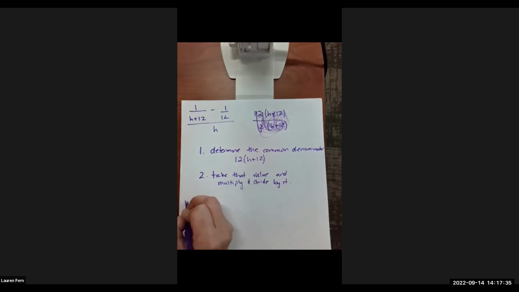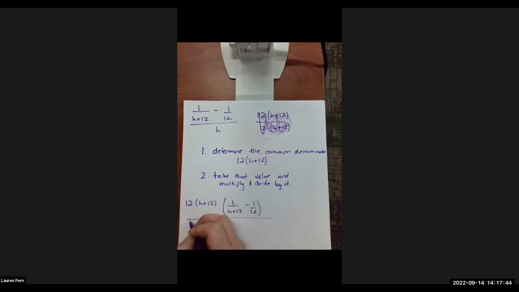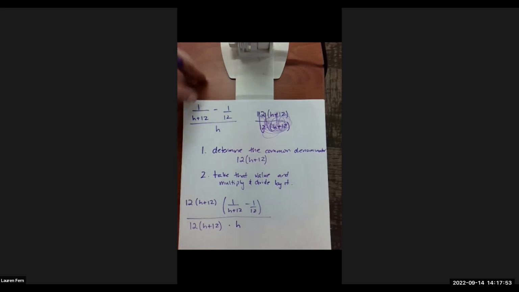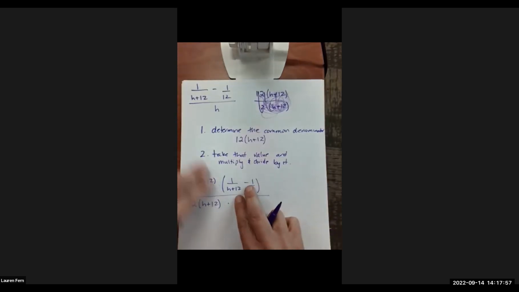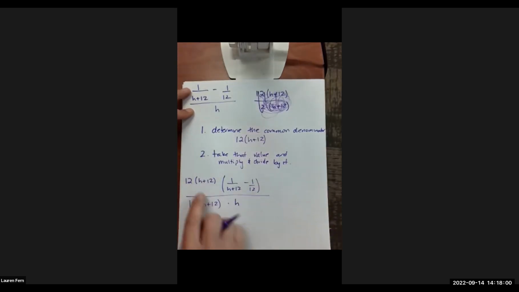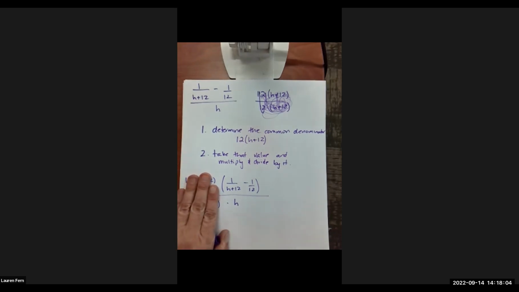Okay, so 12h plus 12 times my numerator, 12h plus 12 times my denominator. Now you might ask, why did I do this? It simplifies this very nicely, but notice I'm not changing the value of the original thing I started with, because when you multiply and divide by the same thing, it cancels out and you're essentially left with the same.